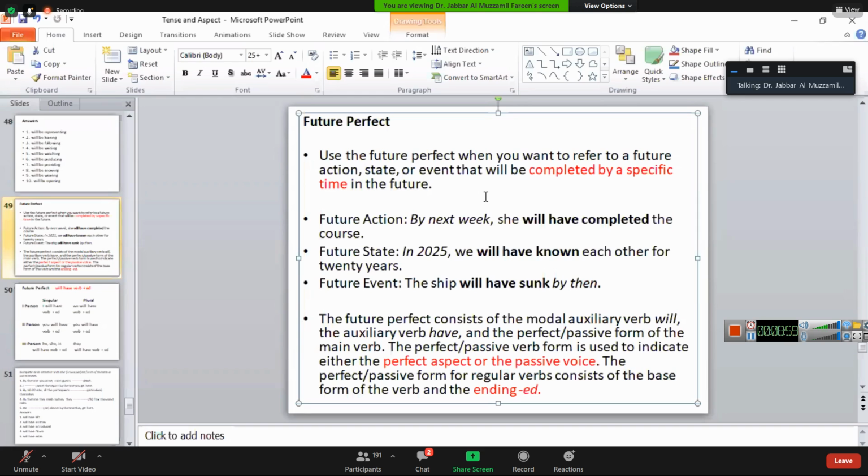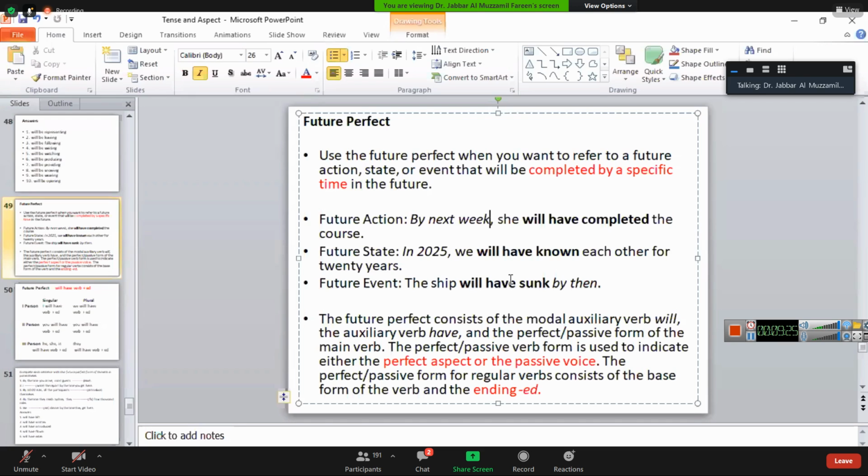Use the future perfect when you want to refer to a future action that will be completed by a specific time in the future, because we are referring to a point of completed action in the future. Okay, future action by next week, a future state of event in the year, a future event as such.